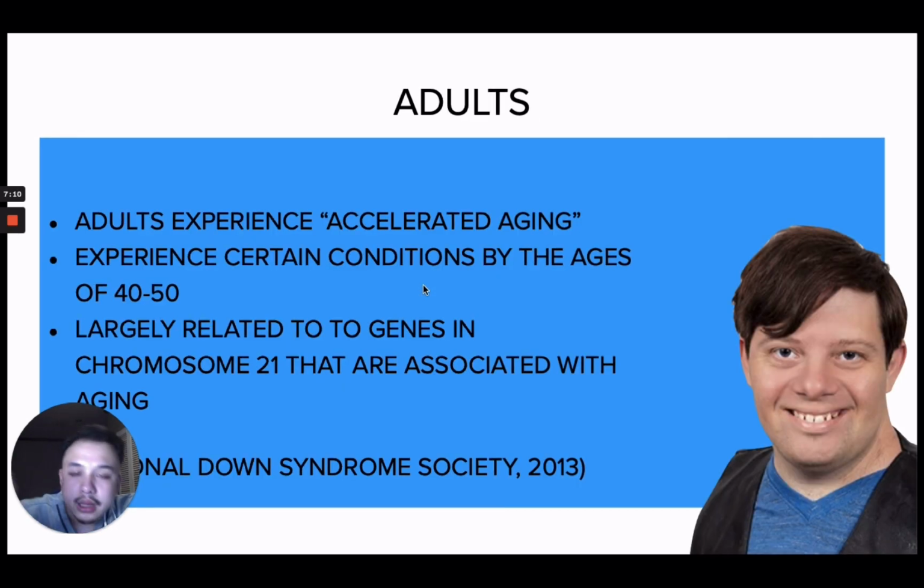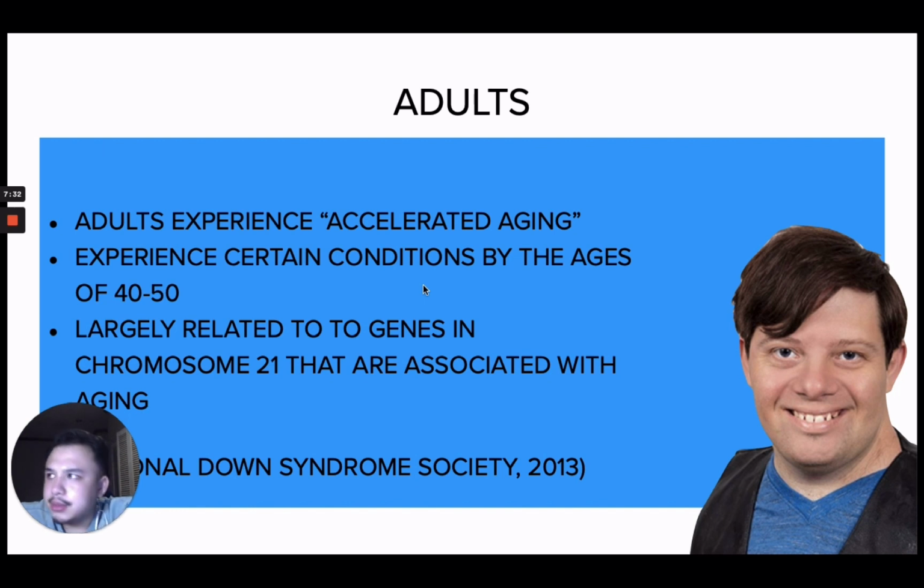Now, if we talk about the adults, they actually experience accelerated aging, and they experience certain conditions by the ages of 40 to 50. Now, this is largely related to genes. This is largely related to genes in chromosome 21 that are associated with aging.